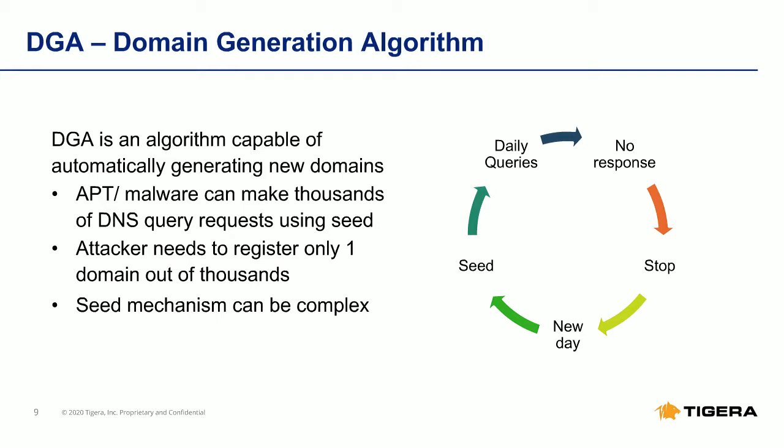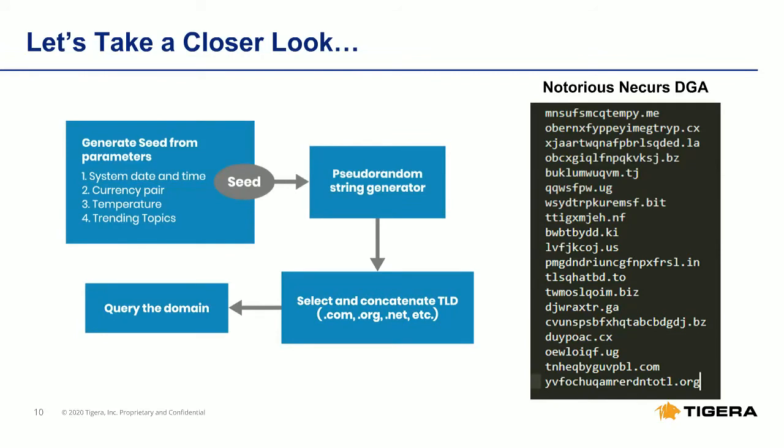And the way it works for attackers is they go ahead and register one of these domains in advance, and on a particular day when the malware queries that domain, the attacker can send further commands to the malware. So in this process, the seed is the only thing which is common between the attacker and the APT or malware. So let's take a closer look at the seed.